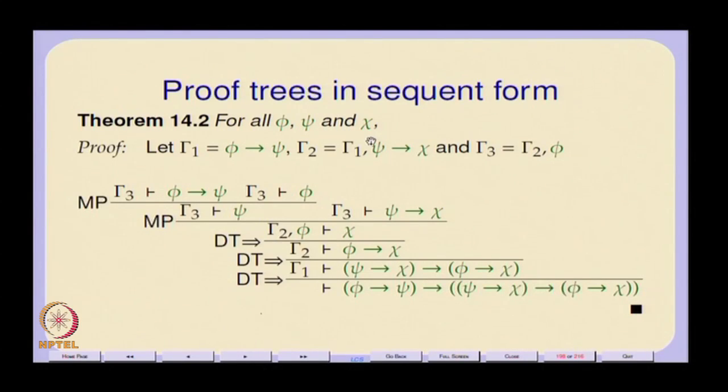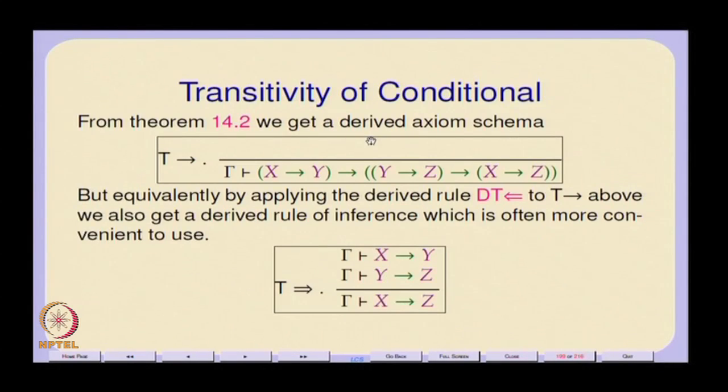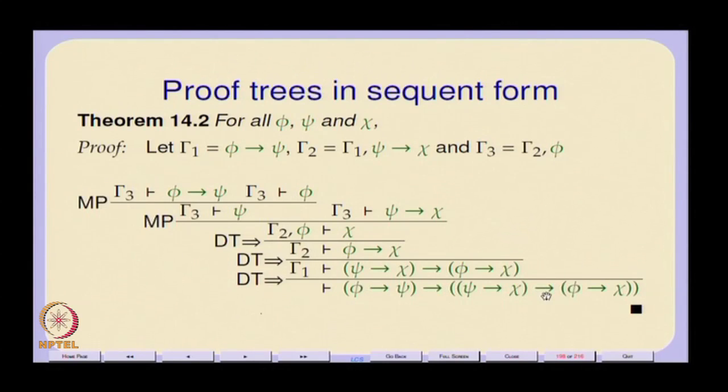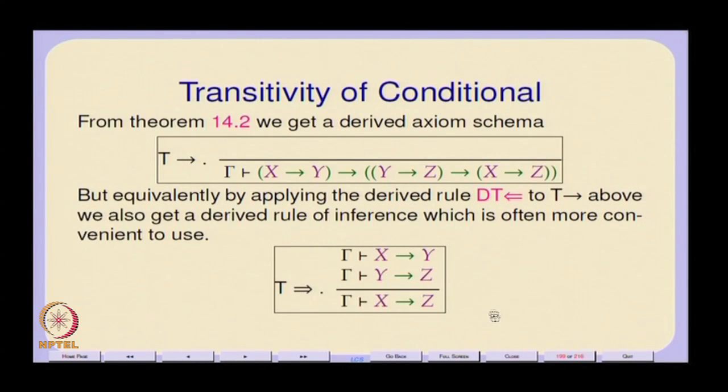Which means that we can render it immediately as a derived rule of inference. We can think of it either as an axiom schema in which we have proved this, which corresponds to the last step of this proof, or we can shorten the proof to this portion and think of it as a proof rule, which gives us the transitivity of logical implication, if you like.